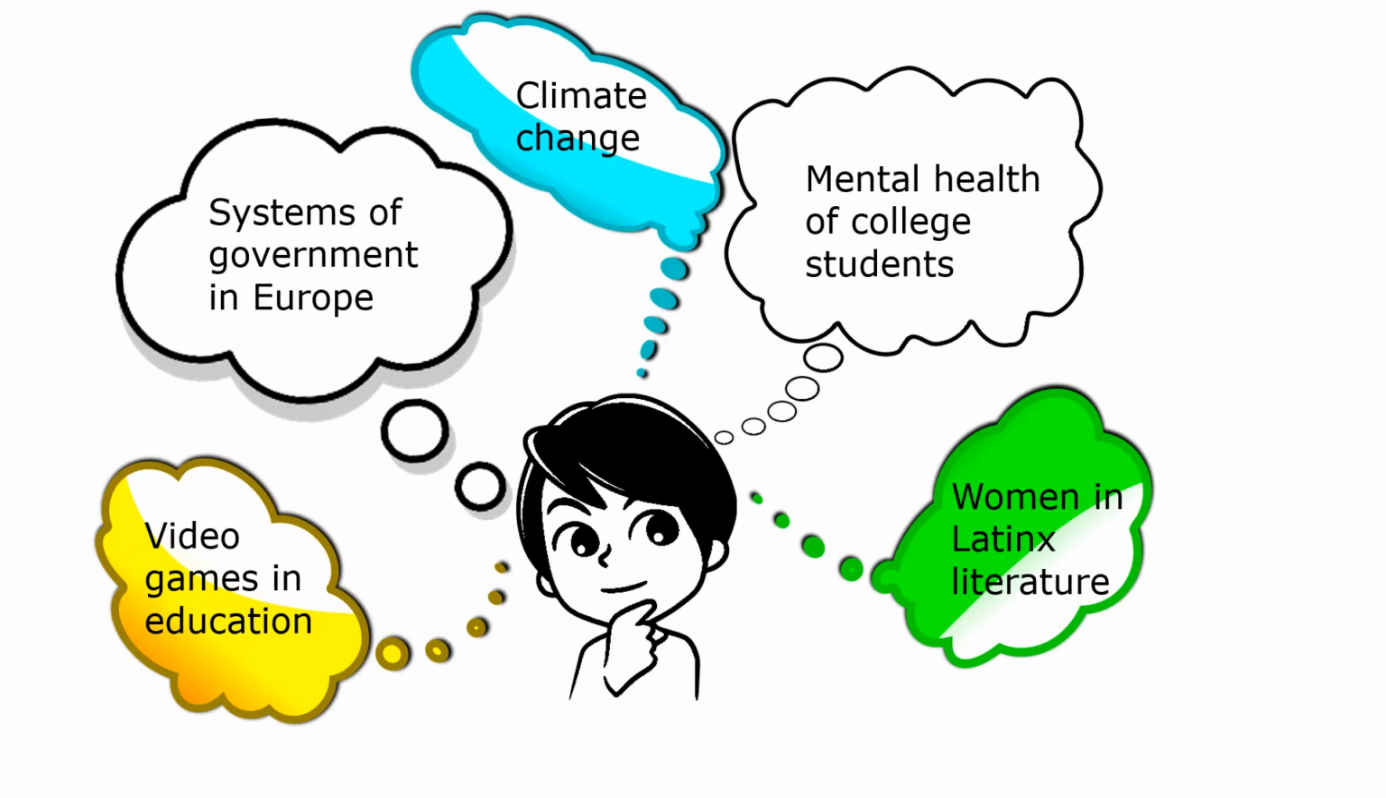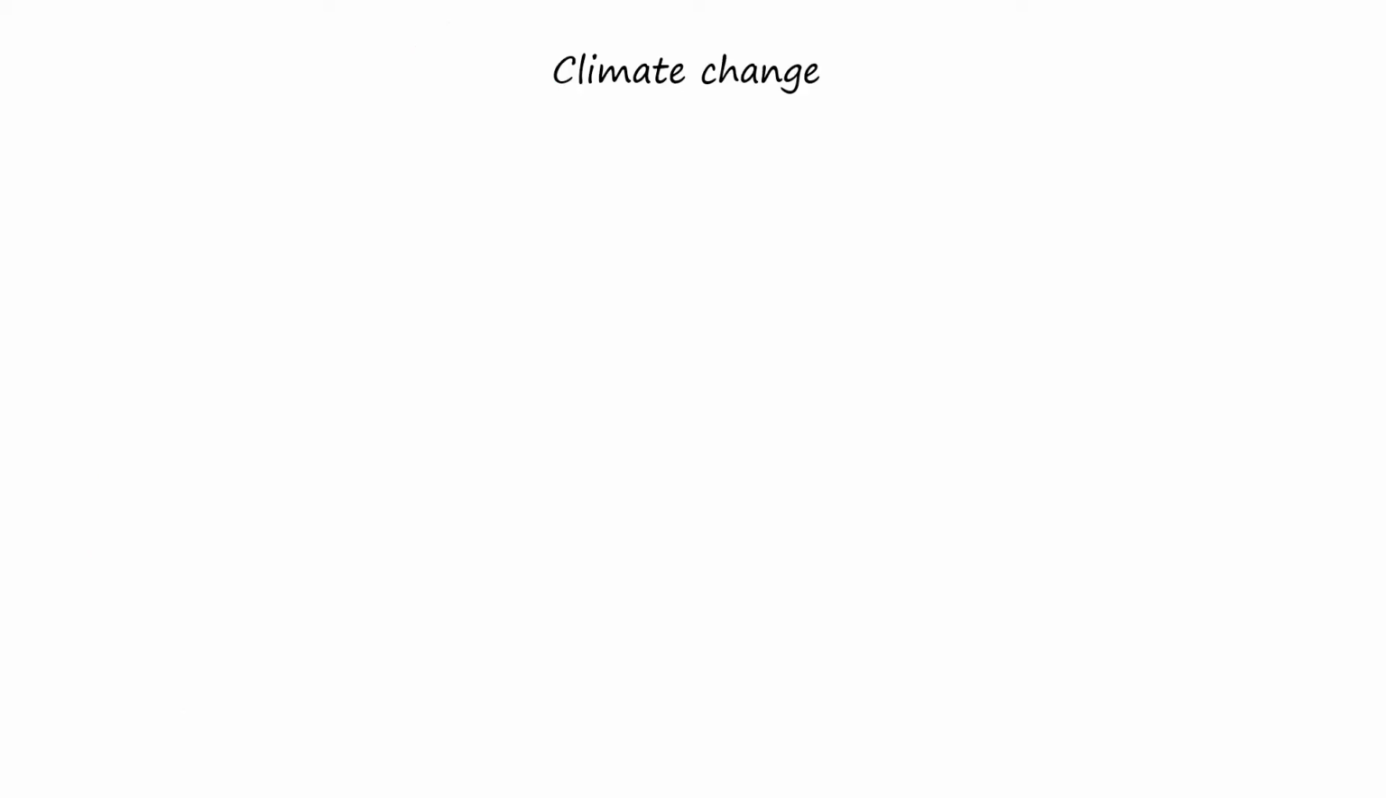Sometimes the hardest part of getting started on a research assignment is just choosing a topic. Start by thinking of a topic that interests you and is related to your class assignment. Research is always easier when you're researching something you're actually interested in. I've decided I'm interested in the topic of climate change. So I'll start my concept map by writing my topic down on a piece of paper.